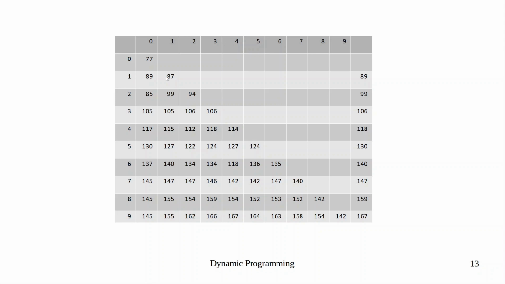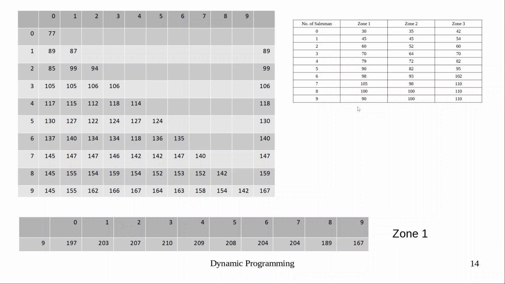Right? Now, from each of these rows, we note down the maximum value. So, from 89 and 87, we write down 89 here. From 85, 99 and 94, we get 99 here. From 105, 105, 106, 106, we get 106 here. Well, if the numbers are repeated, what we do is we just note down the number.